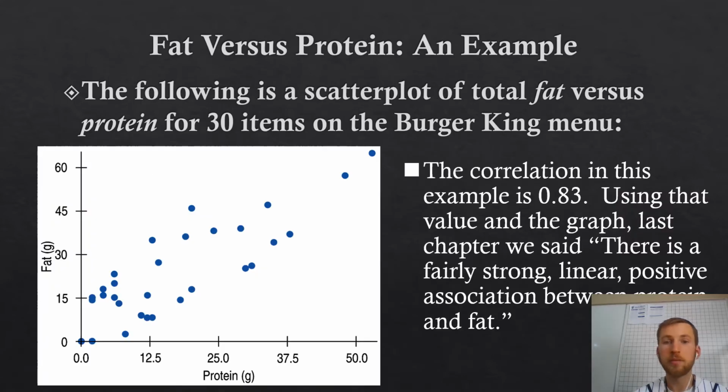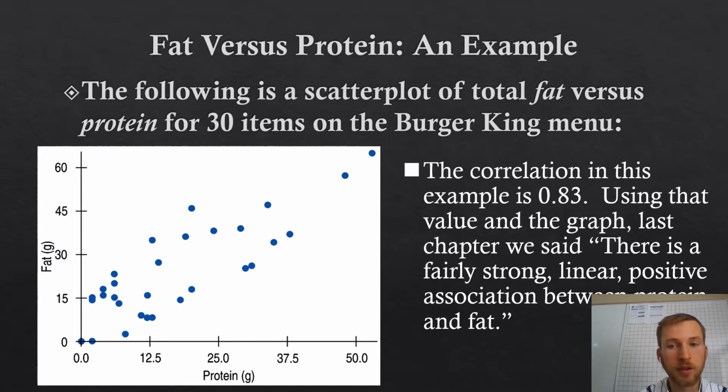So the example we're going to be coming back to throughout this lesson is a fat versus protein scatter plot. What we have on this scatter plot is the total grams of fat versus the grams of protein in 30 items on the Burger King menu.